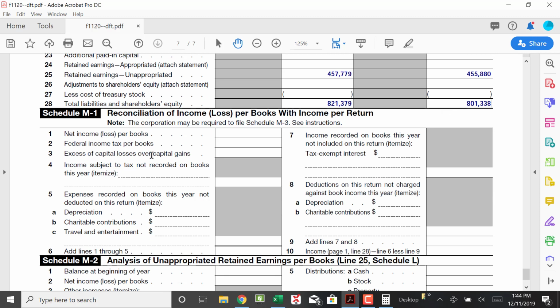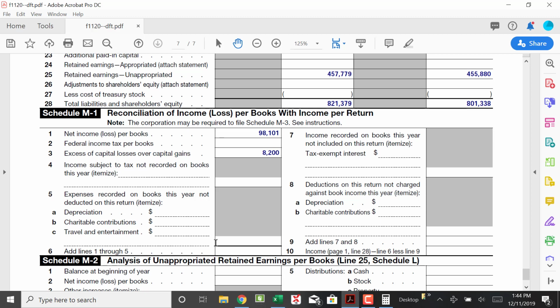Next, we're going to move on to the M1. The net income per books is what they had on their actual income statement, which was $98,101. And then I had 3 adjustments, and I got to figure out where to put them. I had a capital loss that's non-deductible in excess of capital gains of $8,200. That goes on this line here, excess of capital losses over capital gains, $8,200. Remember, this side is adding back, this side is subtracting. So in fact, all of our M1 adjustments in this problem are going to be on this side because they're all getting added back. So the first one was that.